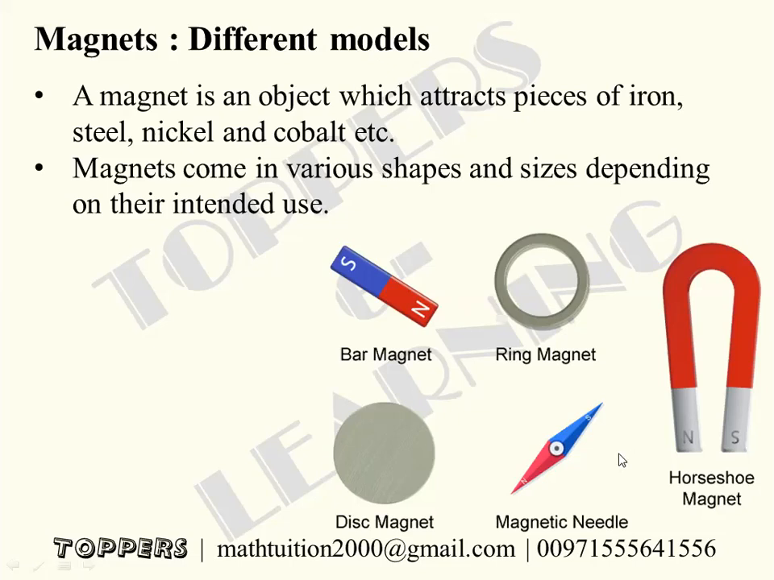Magnets come in various shapes and sizes depending on their intended uses. We have a bar magnet. There will be a north pole and a south pole. This is a ring magnet. This is a horseshoe magnet, normally used for laboratory purposes. Then the magnetic needle, which you can see in a compass. You know what a compass is, right? It shows the direction. Then we have a disk magnet.